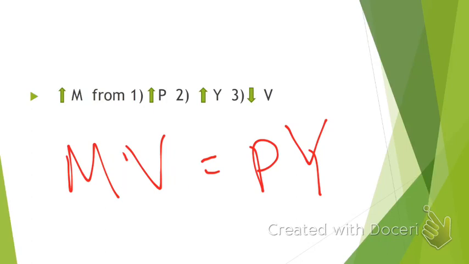Or if P goes up or Y goes up, then to balance the equation, if velocity stays the same, M has to go up. So if they ask you a question about what happens to M if P, Y, or V changes, just think of the equation and what would cause M to go up in that equation.